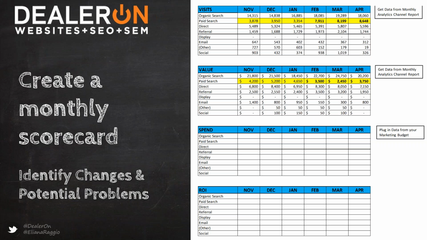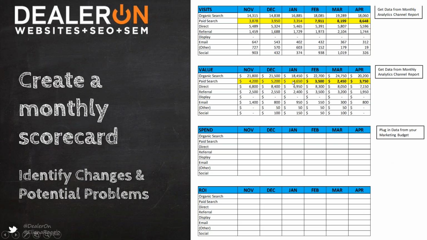This is one of our dealers. This is actually a New Jersey dealer of ours, and this is their monthly visit data broken out by channel and their monthly value broken out by channel as well. Now, what I don't have the benefit of is knowing exactly how much they're spending on their different channels, but the next step then would be to plug in your spend here, and then you can generate the ROI. How much value are you creating for each dollar that you're spending in each one of these channels?